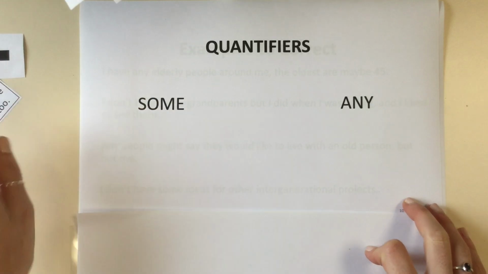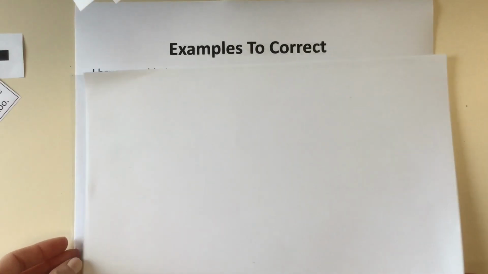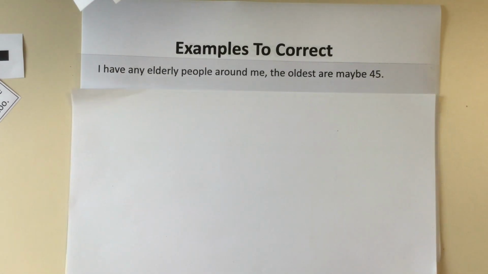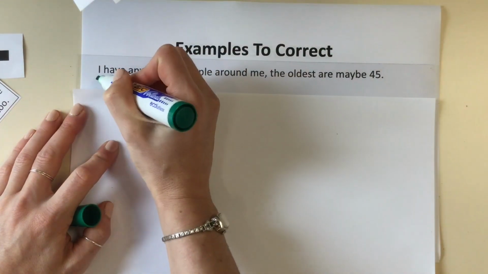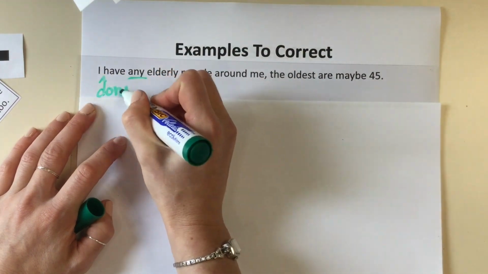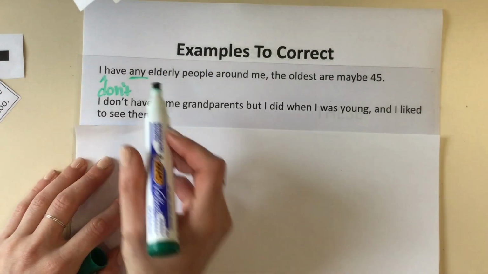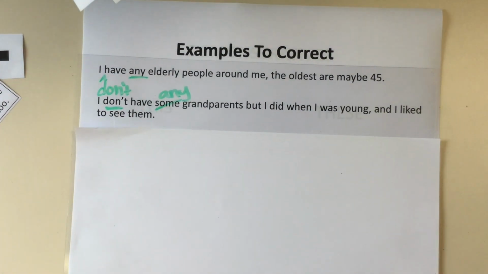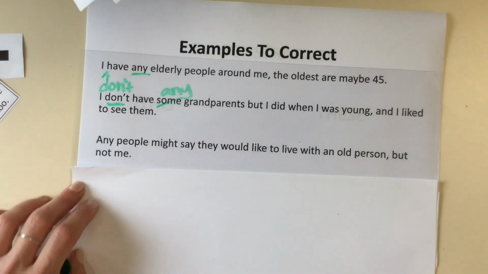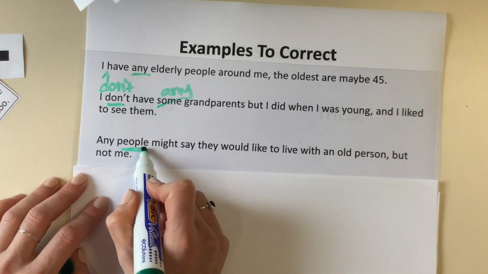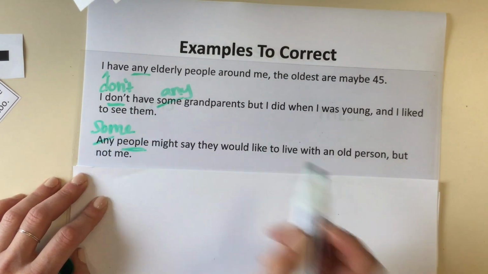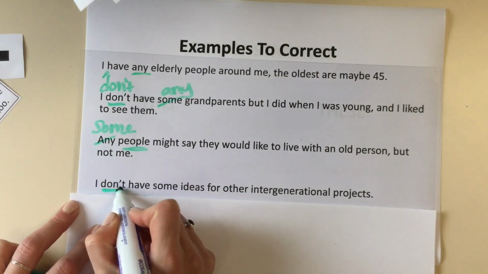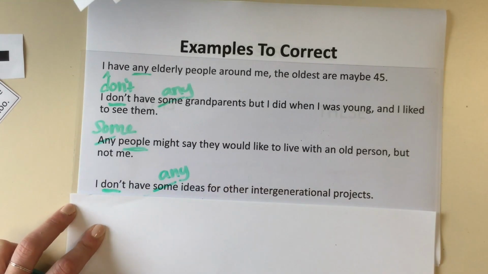Now let's correct some examples from your writing tasks. Here you want to say I don't have any, but you're missing the negation, don't. If you use any, remember it's a negative statement. Here you have the don't, but you used some, so you need to use any. Here you're saying that there are people who might want to live with an old person, so some people, but not you. Again, don't is a negative statement, so you need to use any and not some.